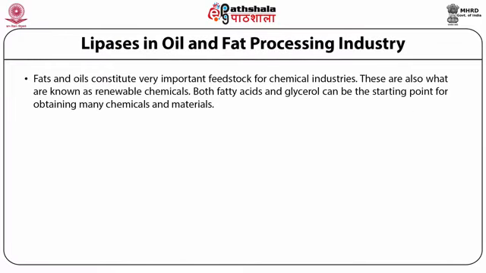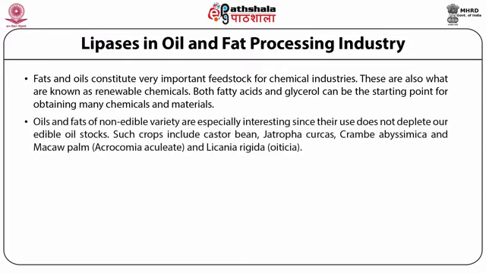Fats and oils constitute very important feedstock for chemical industries. These are also what are known as renewable chemicals. So both fatty acids and glycerol can be the starting point for obtaining many chemicals and materials. Oils and fats of non-edible variety are especially interesting since their use does not deplete our edible oil stocks. Such crops include castor beans, Jatropha, Crambe abyssinica, macaw palm, and Licania rigida. In Brazil, many of these have been exploited for biodiesel production. A particularly attractive feature of these crops is tolerance to harsh conditions and ability to grow on low fertility soils.